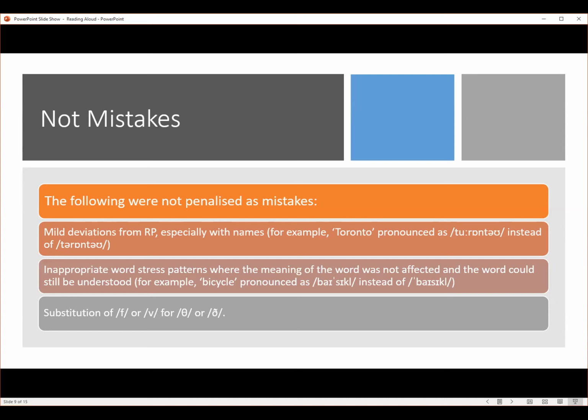And if the stress pattern was slightly off, so for example, pronouncing bicycle with the second syllable stressed rather than the first. So bicycle, that was not a big problem for me. And I'm definitely not worried.